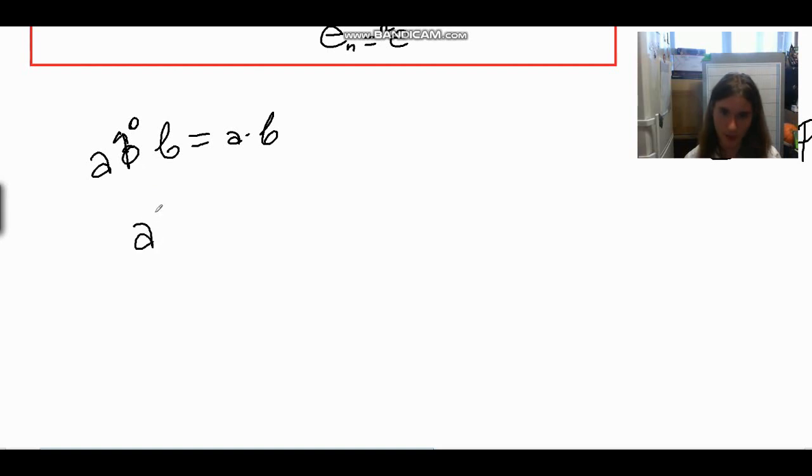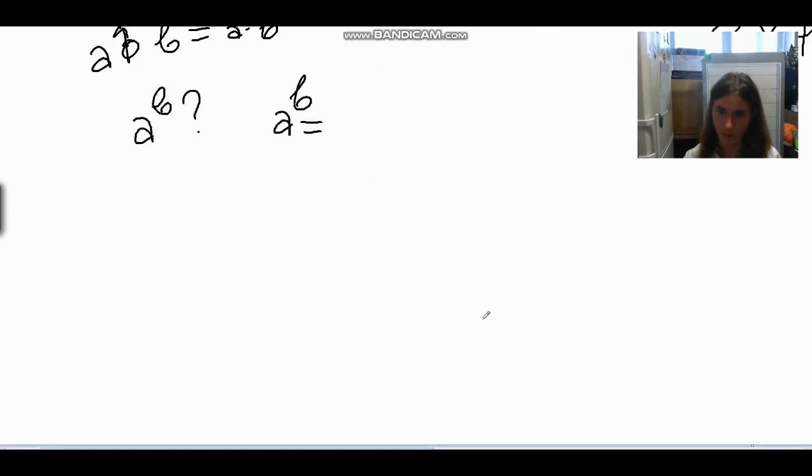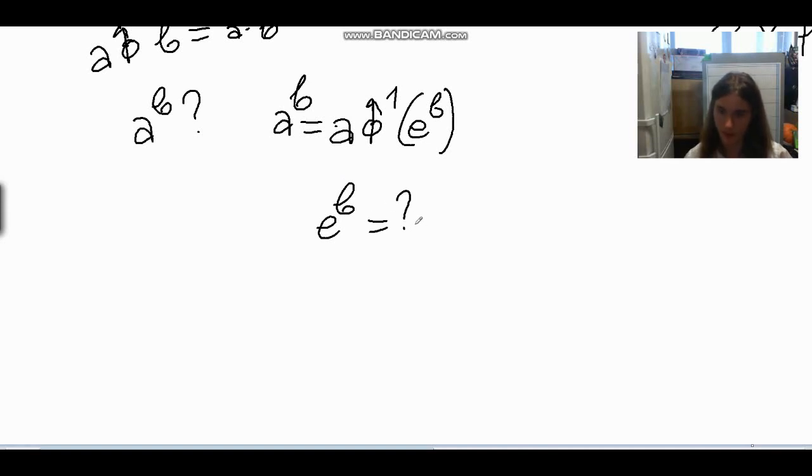But why is a to the power of b a mistake? A to the b in terms of these operations is a to the e to the b. How can we describe e to the b in terms of these operations? What is this? I think we should think about e to the b like hyperbolic sine of b plus hyperbolic cosine of b.